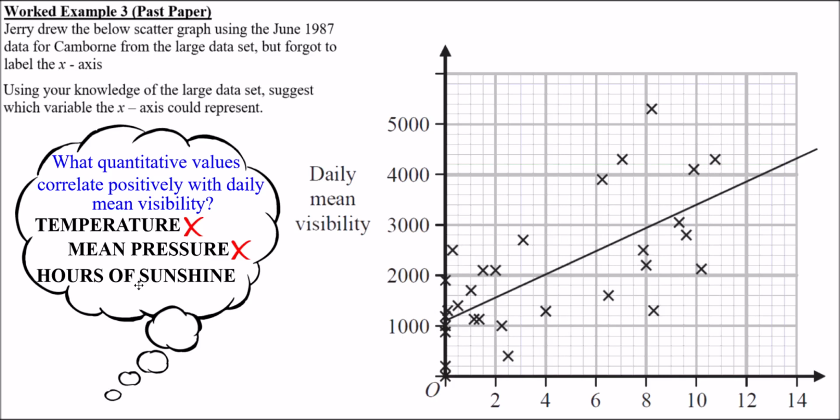So the actual one you'd have to go for there, through a process of elimination, to show that it can't be temperature or mean pressure, would be hours of sunshine. So that one is just to say hours of sunshine. That's just a quick example showing that some knowledge and common sense of general trends of weather can be used to help you score some marks in the assessment.